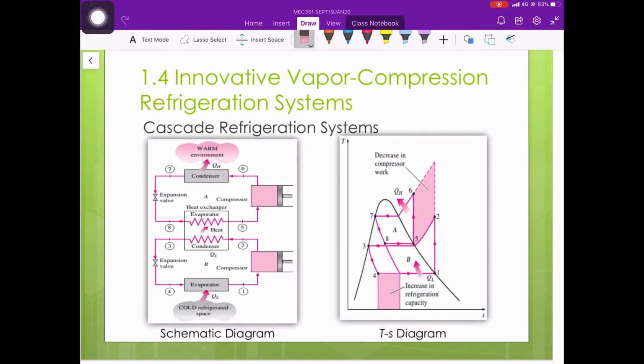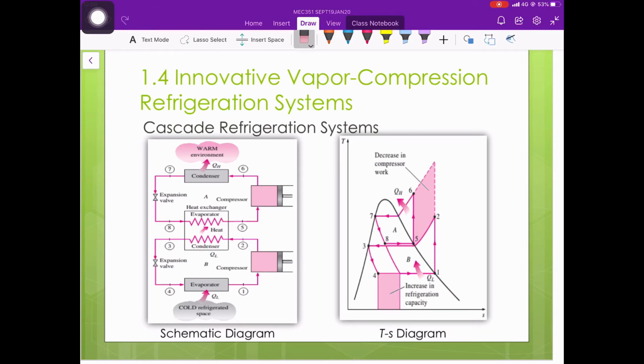If we are using the simple vapor compression refrigeration cycle, there will be one compressor, one condenser, one expansion valve, and one evaporator. However, when cascade refrigeration system is applied, it will have more than one for each device. For example, for two-stage cascade refrigeration system, as shown in the schematic diagram, there are 2 cycles where each cycle has its own compressor, condenser, expansion valve, and evaporator.